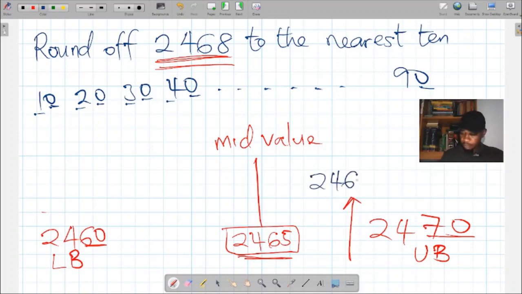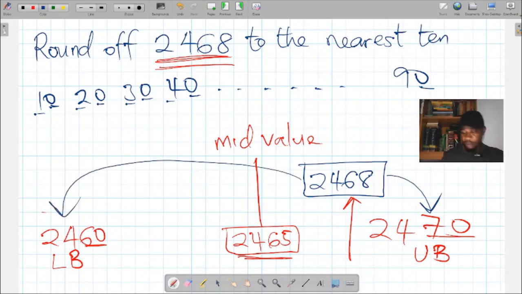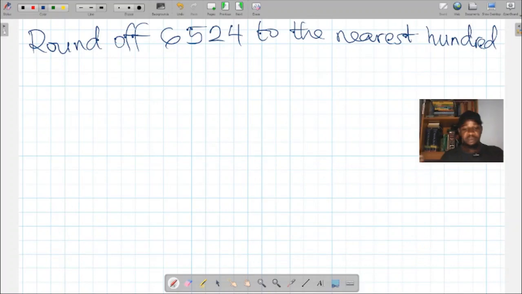2,468. So as a number, the closest 10 to 2,468 is actually 2,470. It is farther away from 2,460. So this is the way that we have to go. So in essence, what are we trying to say? We are trying to say that the closest 10 to 2,468 is actually 2,470.